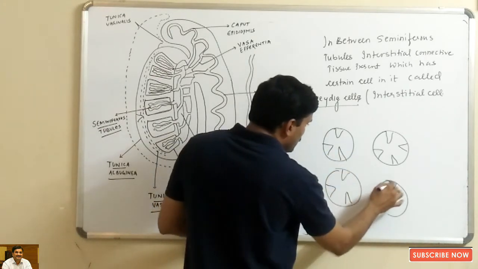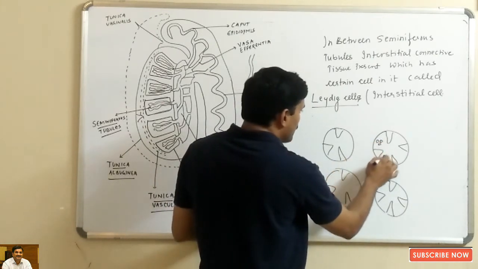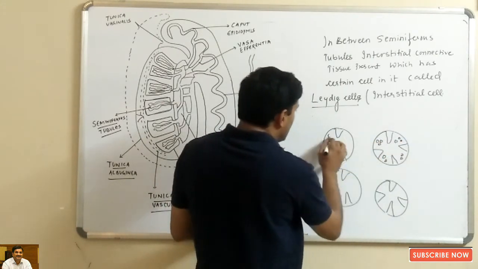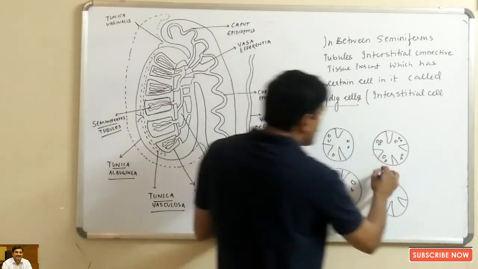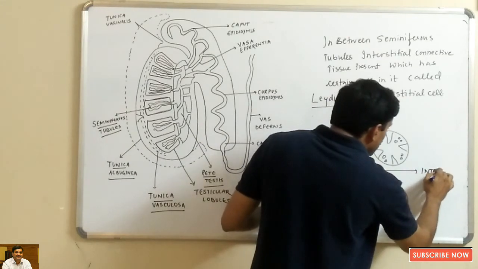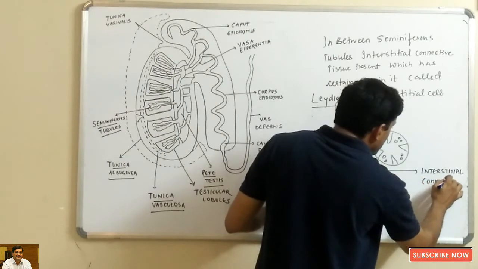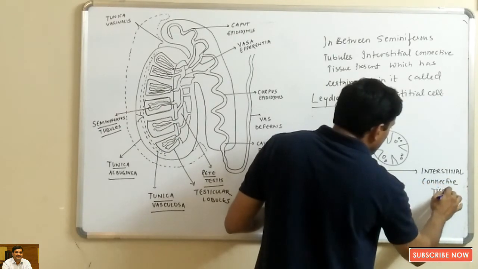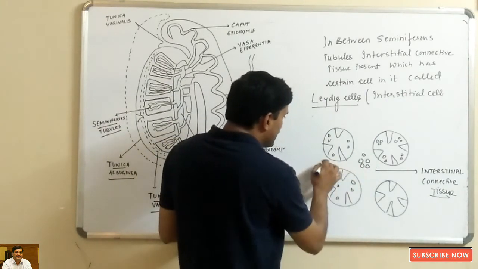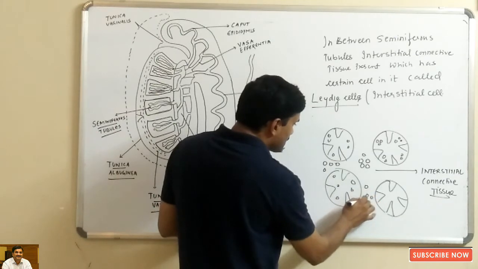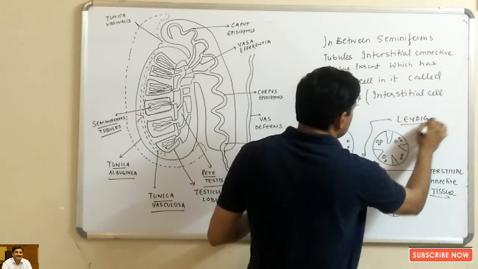Now we know that there are 750 seminiferous tubules. These are the seminiferous tubules. In between the seminiferous tubules, here is the interstitial connective tissue, and in this interstitial connective tissue special cells are present, and these special cells are called, very important, Leydig cells.